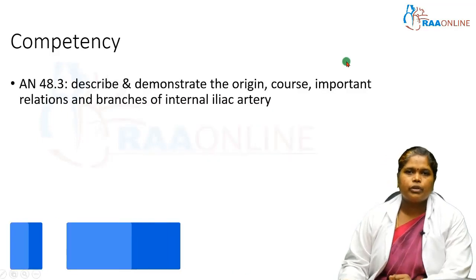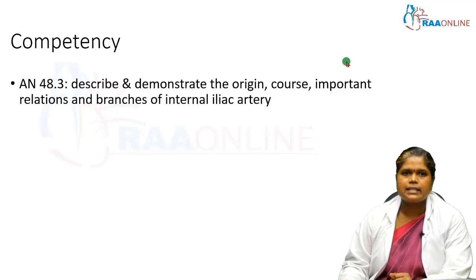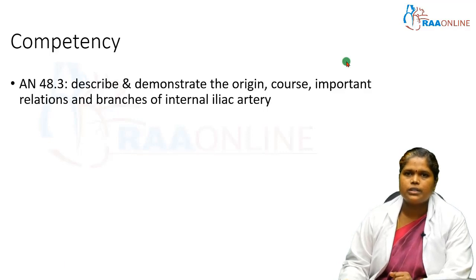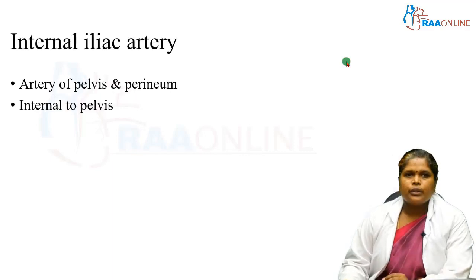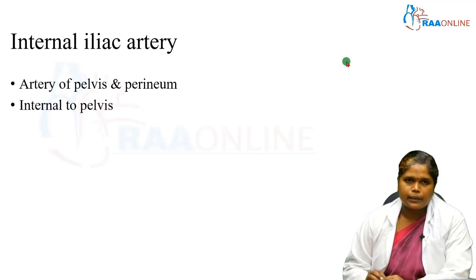So competency for today's topic will be describe and demonstrate the origin, course, important relations and branches of internal iliac artery. So internal iliac artery is the artery of pelvis and perineum. So this is known as internal iliac artery because it lies internal to pelvis.